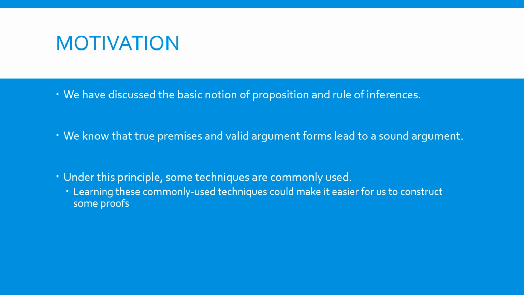From the previous videos, we have learned the basis of constructing proofs. We know that each sound proof must contain two important components. They are the true premises and valid argument forms. Using this basic rule, we'll be able to construct our proofs.